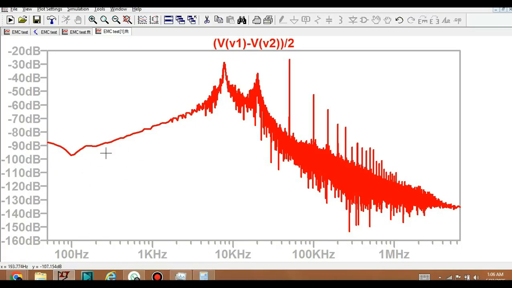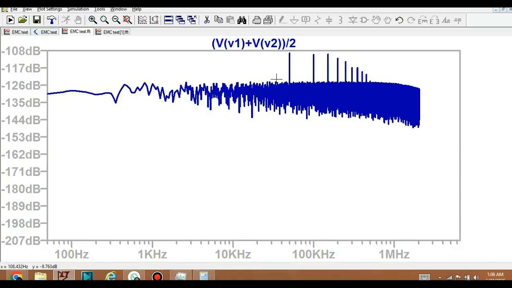This is the differential mode signal, which I see from lower frequency at 50 hertz up to higher frequency, maybe around 5 megahertz. The conducted emission frequency band is 150 kilohertz to 30 megahertz, and here I see up to around 6 megahertz. So this is V1 minus V2 divided by 2, which is the differential mode noise, and V1 plus V2 divided by 2 is the common mode noise.